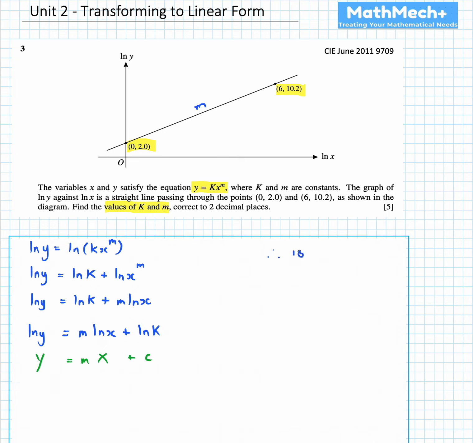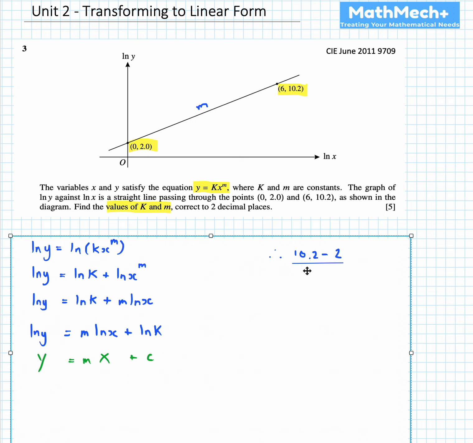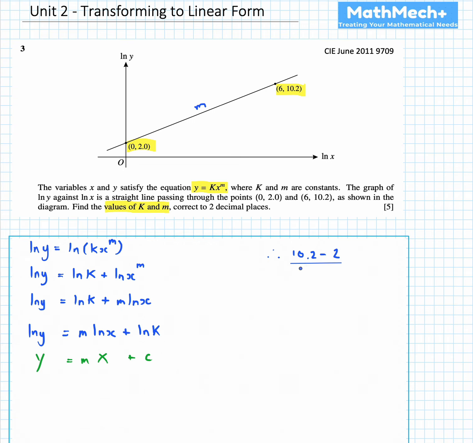So y2 is 10.2 minus 2.0 for y1, all over x2, which is 6, so 6 minus 0. And we should get a positive result. 41 over 30 is our gradient. So that's m.